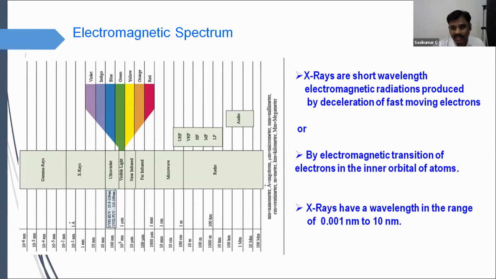We know X-rays are short wavelength electromagnetic radiations, and they are produced by deceleration of fast moving electrons. The wavelength of X-rays is very important, and it lies in the range of atomic order. That is the important characteristic which gives us the facility to analyze chemical composition or atomic structure, or in a way you can say crystal structure.